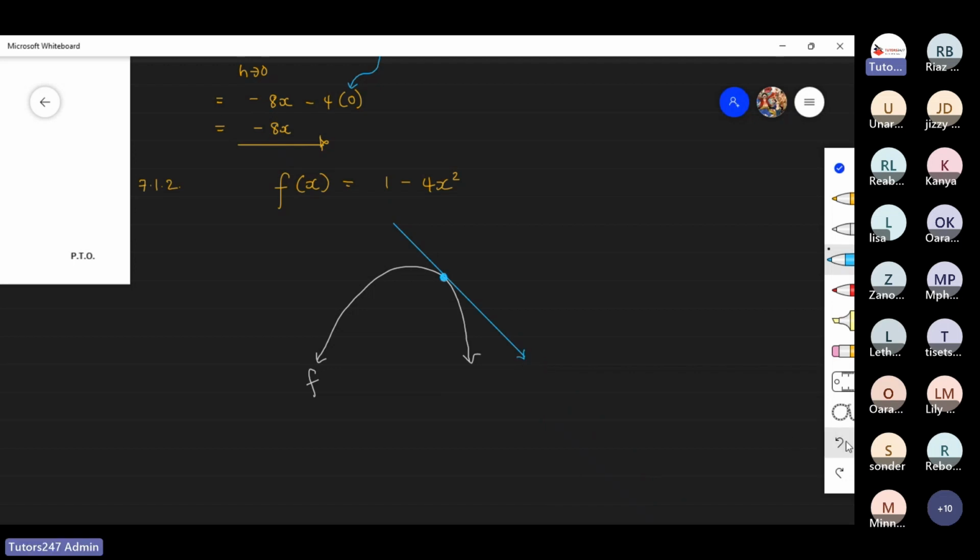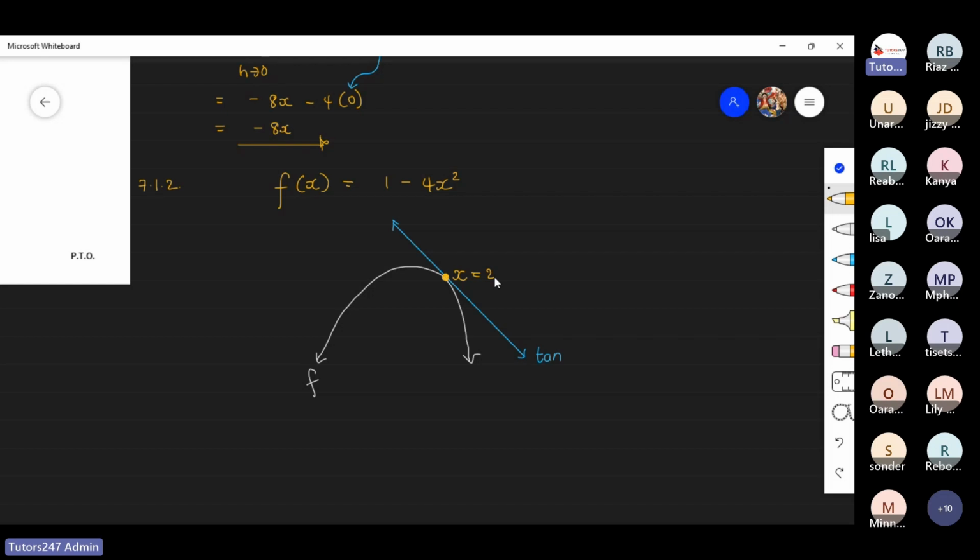Now this is our tangent. And this is our point of contact. And we were told that the point of contact is x equals 2. So we need to calculate the gradient of the tangent at x equals 2.